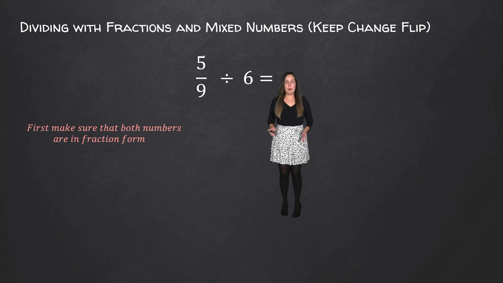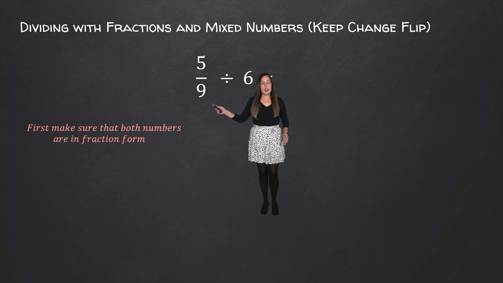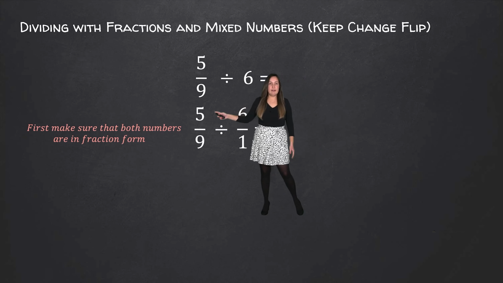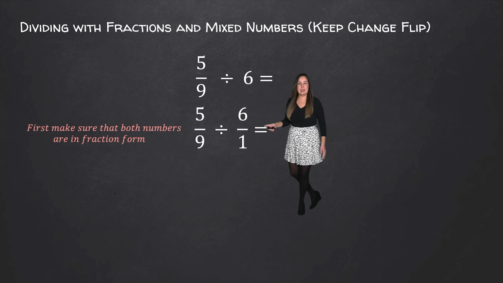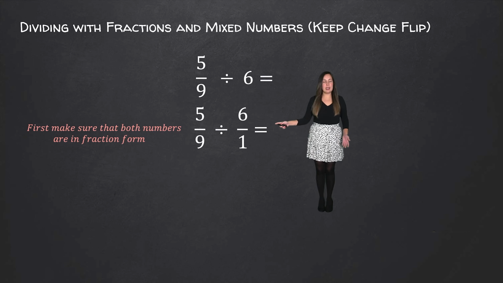Before we even do anything, we have to make sure that both these numbers are written in fraction form. 5 over 9 is already in fraction form because we have a numerator and denominator, but 6 is not. So we have to rewrite this so that we have 5 over 9 divided by 6 over 1. Okay? 6 over 1 is the same thing as 6, however, this time it is in fraction form.